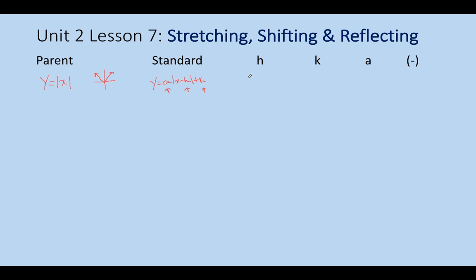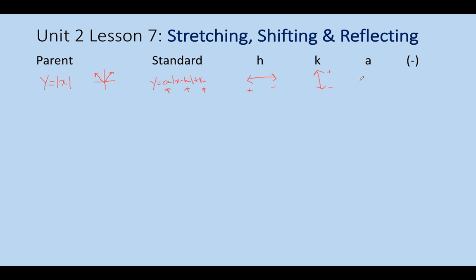The h value moves the function left or right. And this one's going to be the opposite of the sign, like we saw with circles. So if the h value is positive, we're going to go to the left. And if the h value is negative, we're going to move to the right. The k value shifted it up or down. But this was the same as the sign. If it's positive, it was going to shift up. If it was negative, it was going to shift this whole thing down.